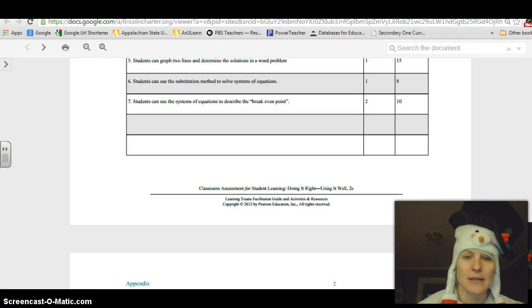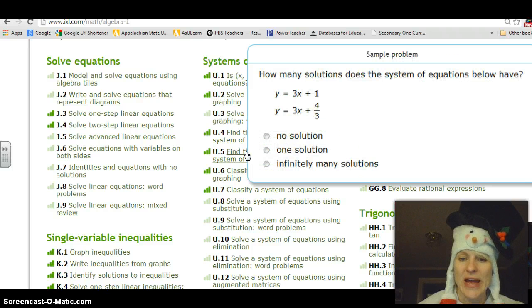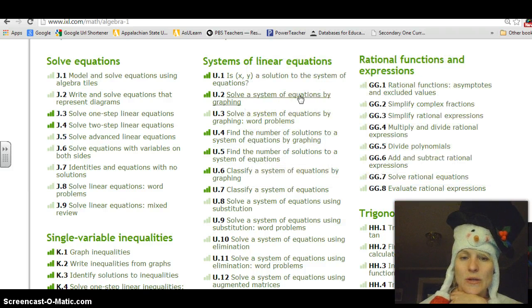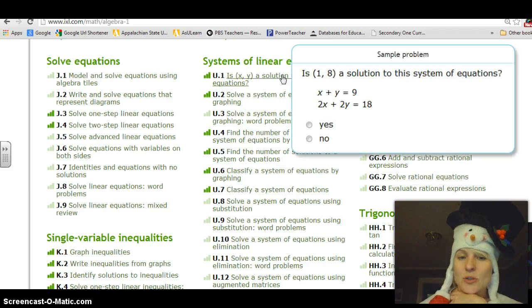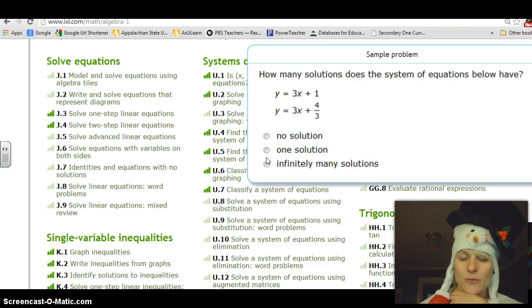And then U5, if you've not mastered U5, do 4 of these. You need to be able to do this part where you look at the slope and the y-intercept and determine if it's 1, none, or infinite. Okay, so once again, if you've not mastered U1, you need to do 4 here, and if you've not mastered U5, you need to do 4 here.